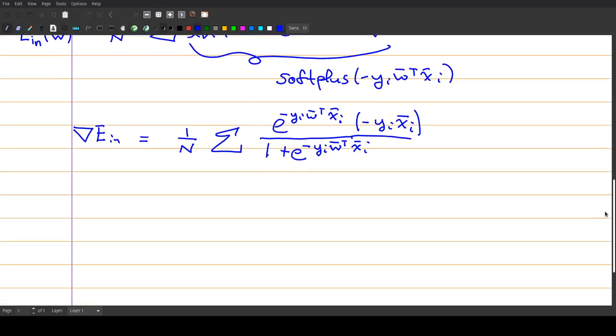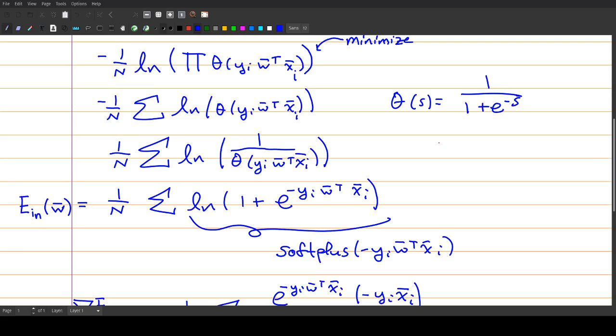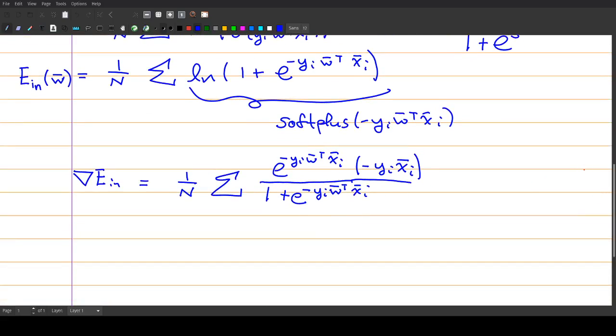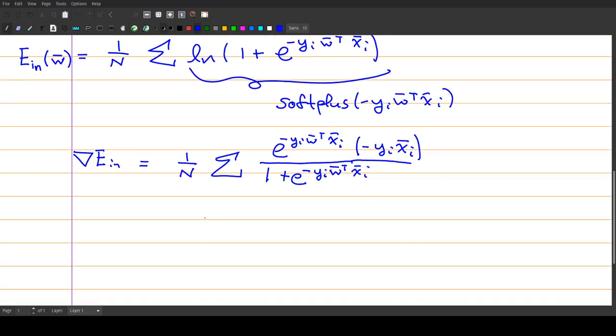Okay, and you can simplify this a little bit more, because another way to write the logit function is like this, which is similar to what we have here. So this is another way to write what we have here: logit of minus yi wT xi, and there's the negative sign, and yi times xi.